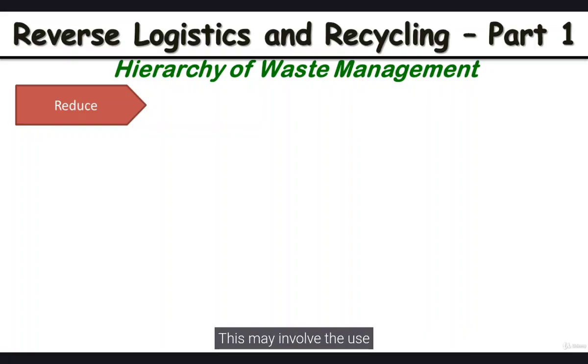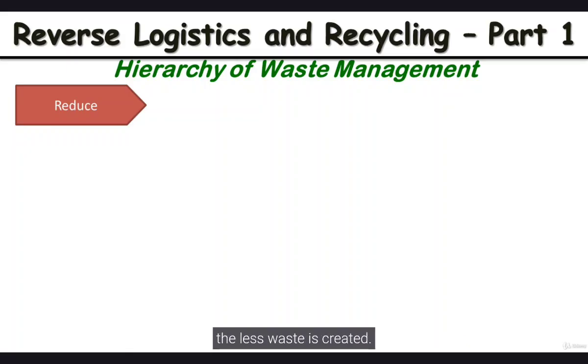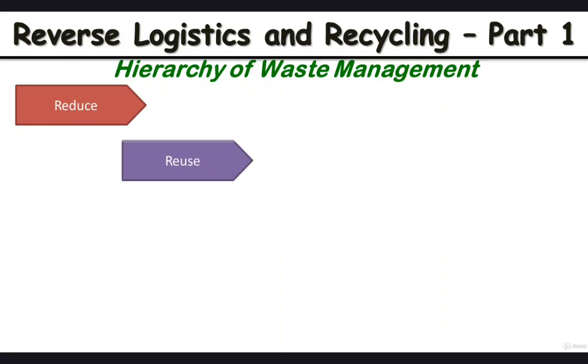This may involve the use of less hazardous material and energy. Cleaner production can help to reduce energy usage. Industrial production can be modified to reduce hazardous waste and other materials. This method is also called source reduction. It involves changes in manufacturing technology, raw material inputs, and product formulation. Consumer behavior can also contribute to reductions. The fewer natural resources we consume, the less waste is created.